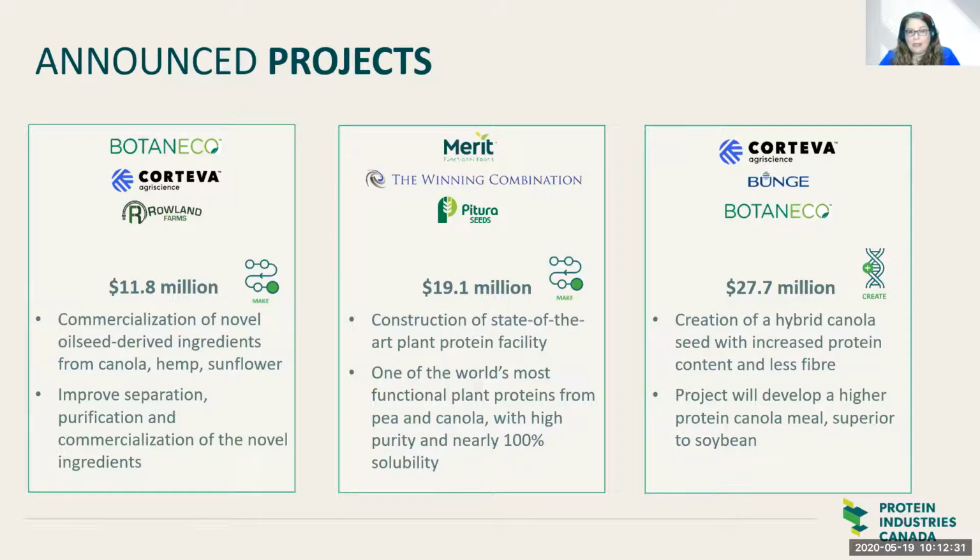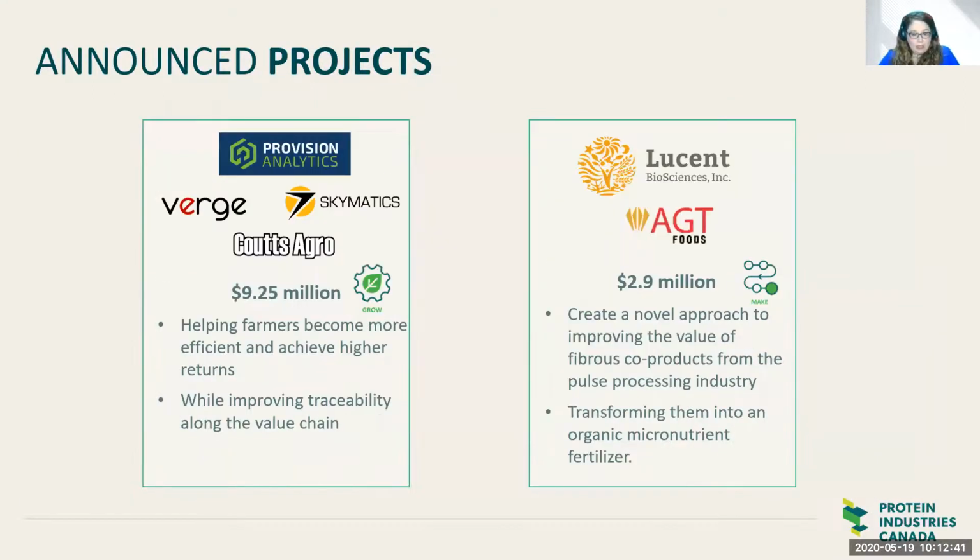The Carteva, Bungi, and Botanical project is part of the Create pillar and relates to the development of higher protein canola. The Provision Analytics, Verge Agro, Schematics, and Coots Agro project is part of the Grow pillar, and it is an ag technology project that improves traceability along the value chain. The Lucent AGT Foods project is also a MAKE pillar project, which relates to the development of a micronutrient fertilizer from pulse processing waste.